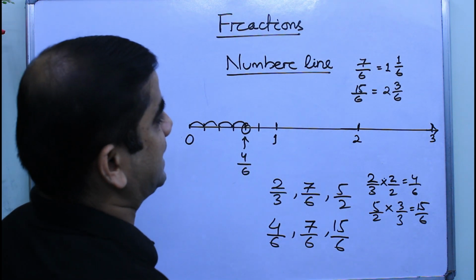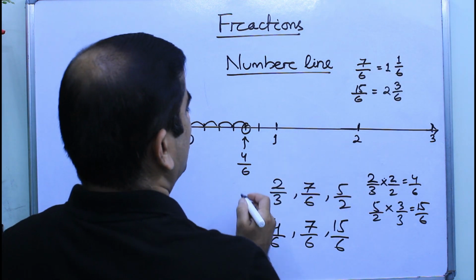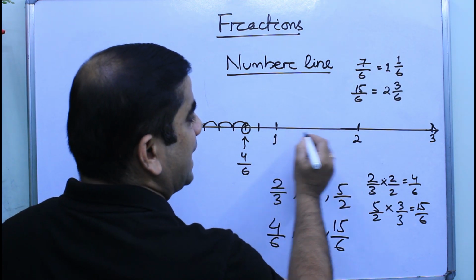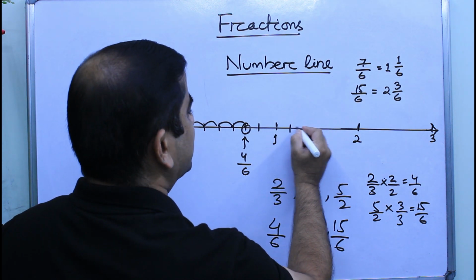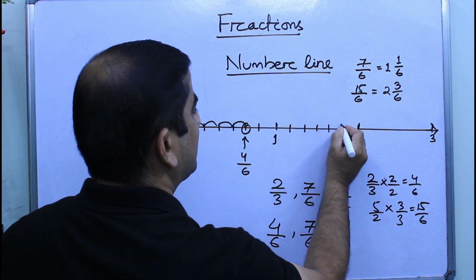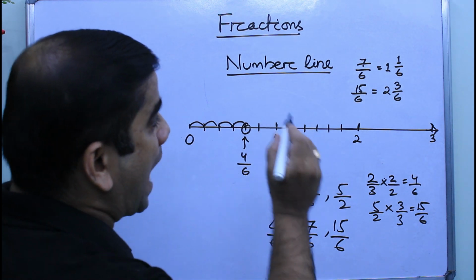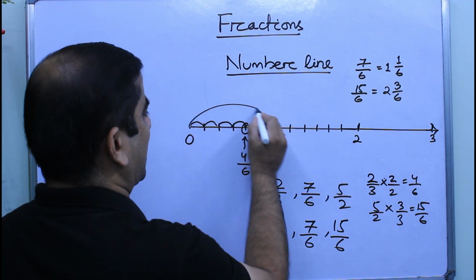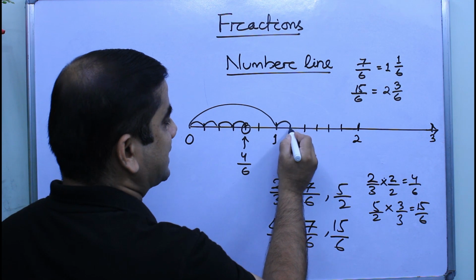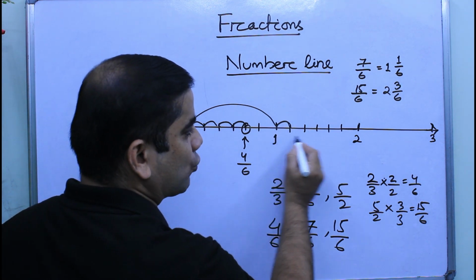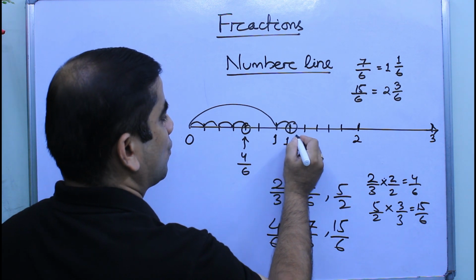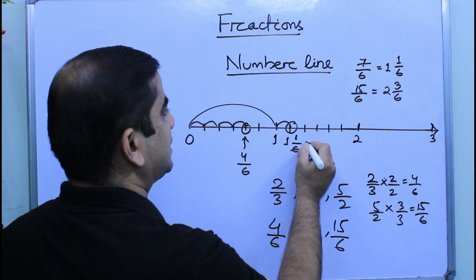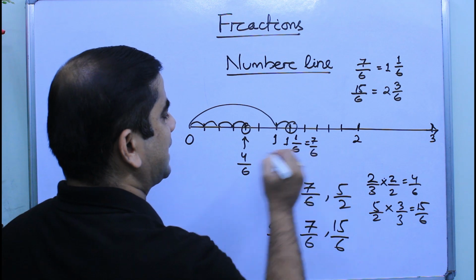Now 7 by 6 is 1 whole 1 by 6. So again we need to divide the whole number part from 1 to 2 into 6 parts. And we will take 1 whole 1 by 6, that means 1 whole 1 by 6. This is 1 part out of 6 equal parts. So this is 1 whole 1 by 6, which is nothing but 7 by 6.